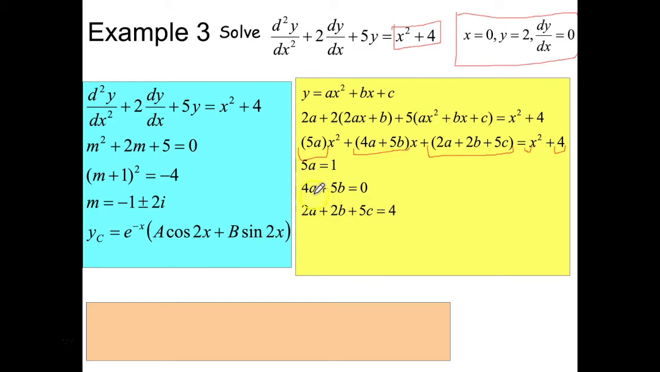These three equations have three unknowns, so we can solve them to get a, b, and c. And so our particular integral will be that. And then our general solution should be the sum of the complementary function and the particular integral.